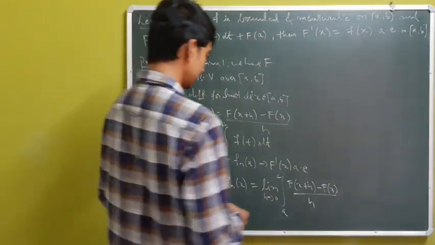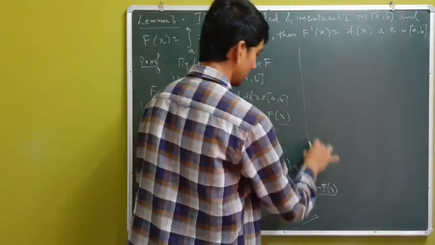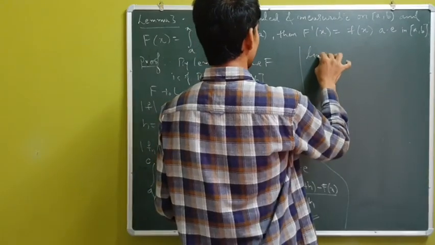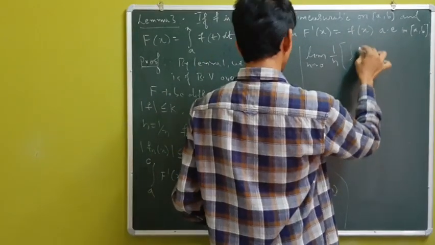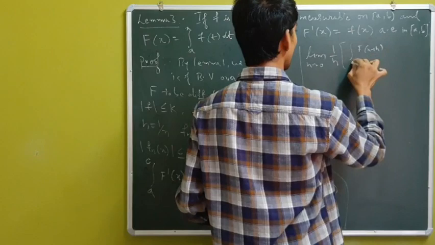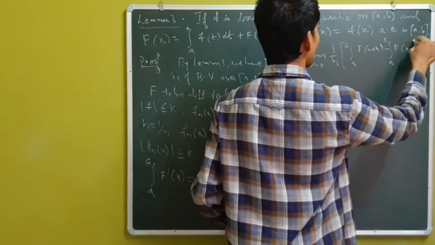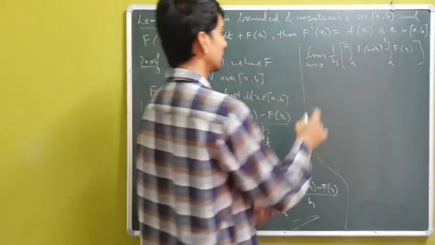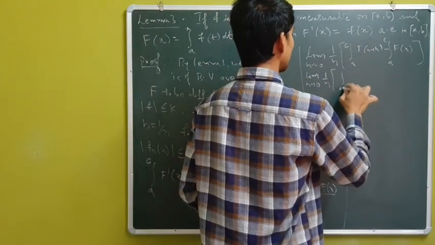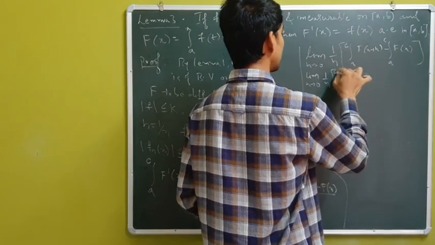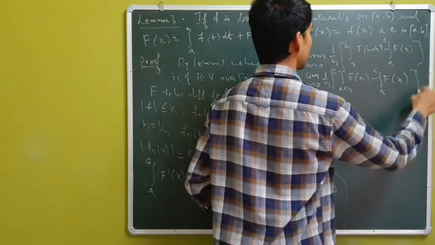And this is the same as the limit as h tends to 0 of 1 by h times the integral of f of x over a plus h to c plus h, minus the integral of f of x over AC.